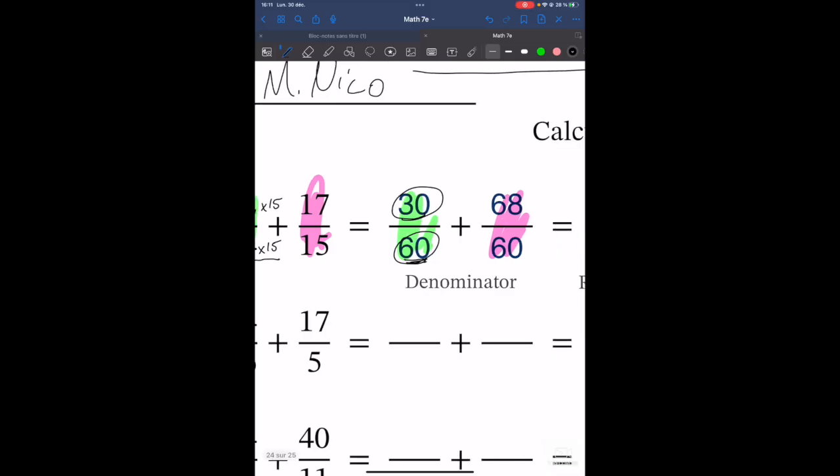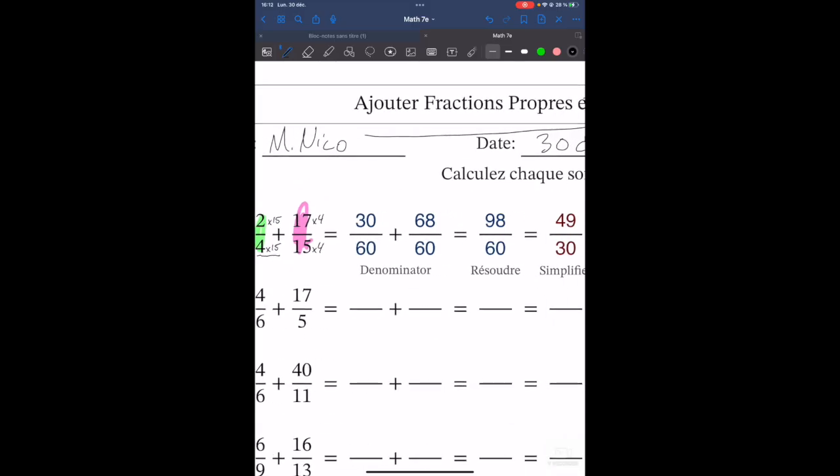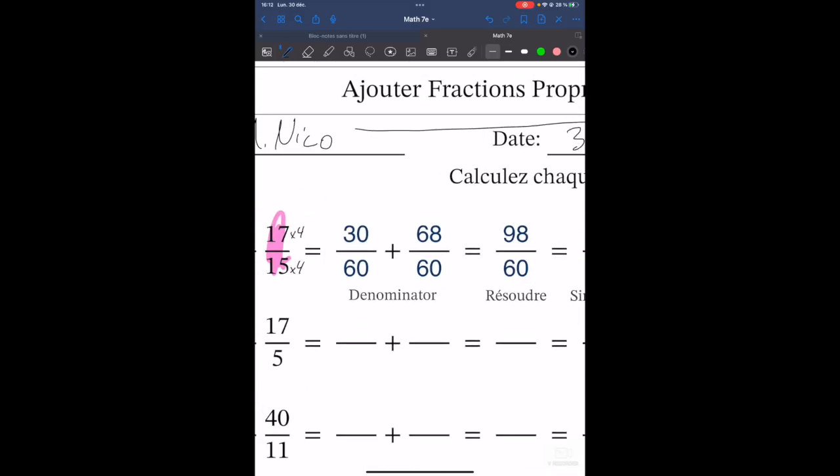For the second fraction here in pink, I've got 15. And I asked myself the question, 15 times what gives me that common denominator we found? Well, 4 times 15 gives me that common denominator. And now on the numerator, I can also do times 4. 17 times 4 gives me 68. So now we've got these two equivalent fractions that have a common denominator. We can now add them together.